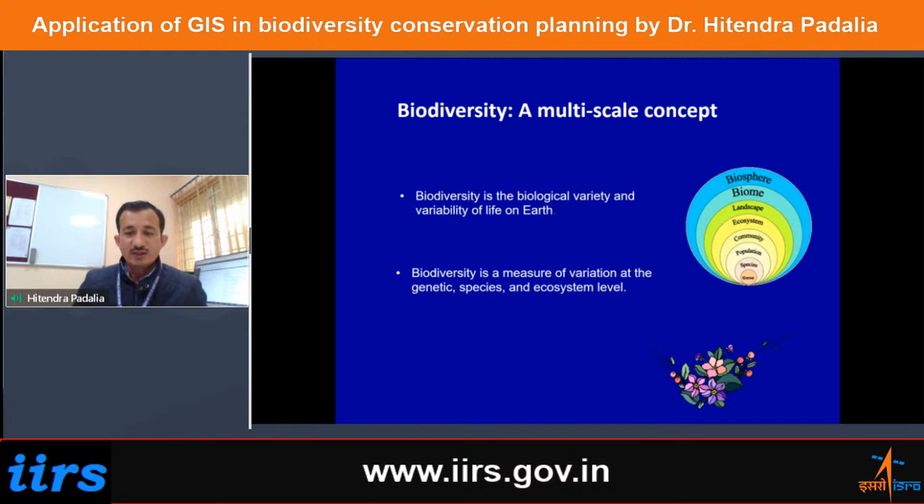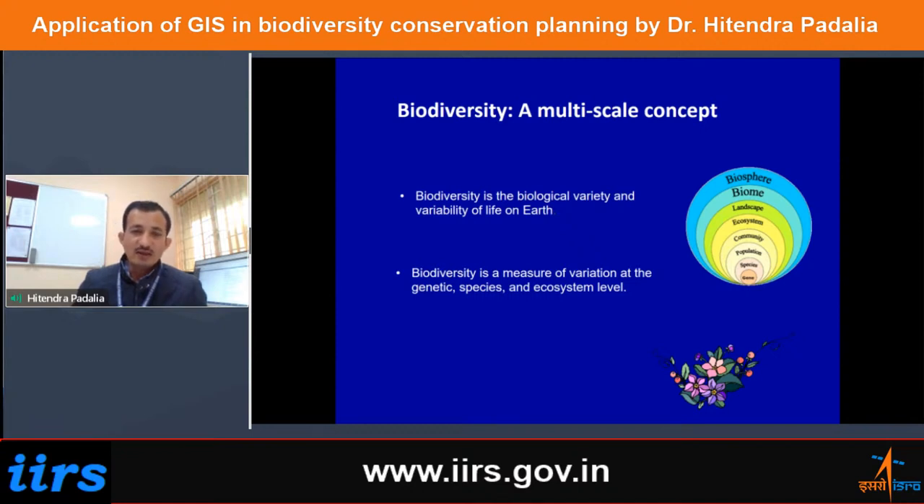Basically, for plant diversity, its manifestation is from gene to species to population to community to ecosystem to landscape to biome, and there is a lot of variability among the plants, and then there is another diversity of animals.